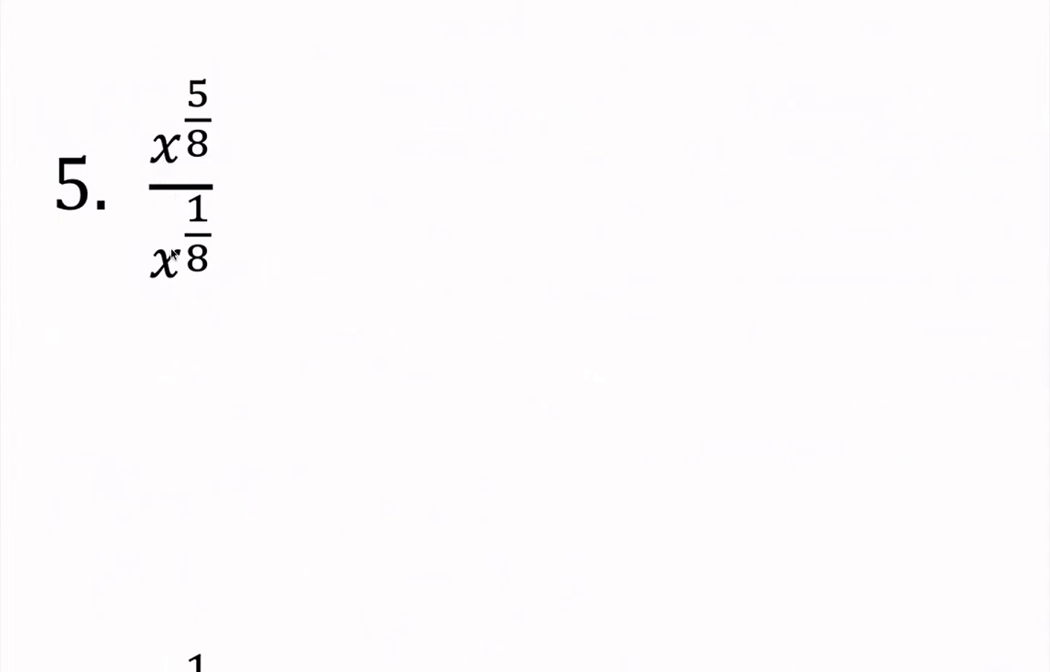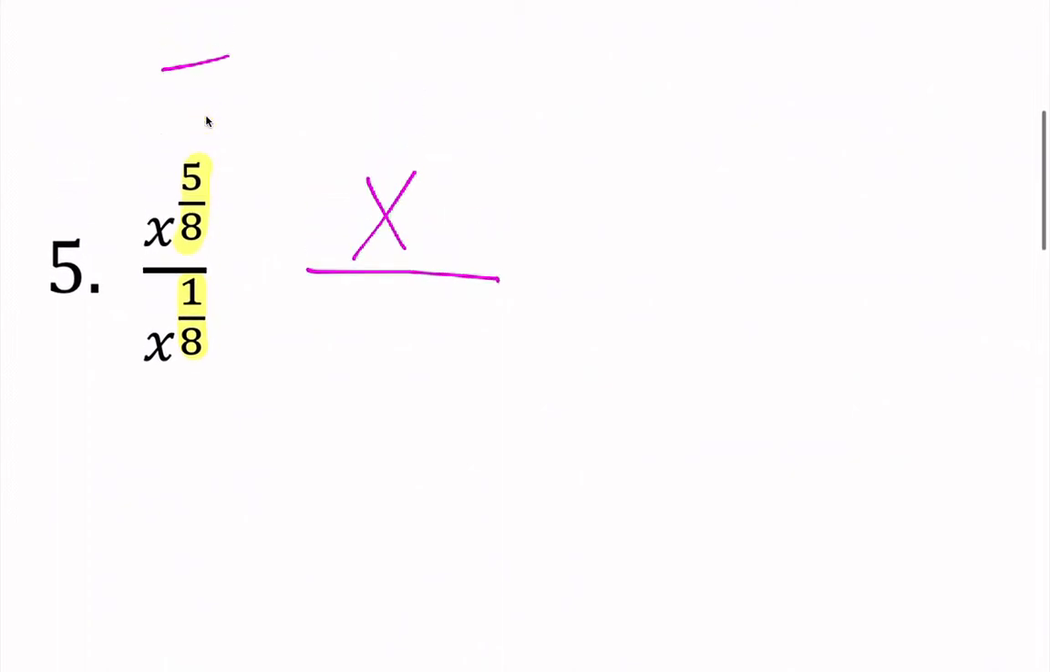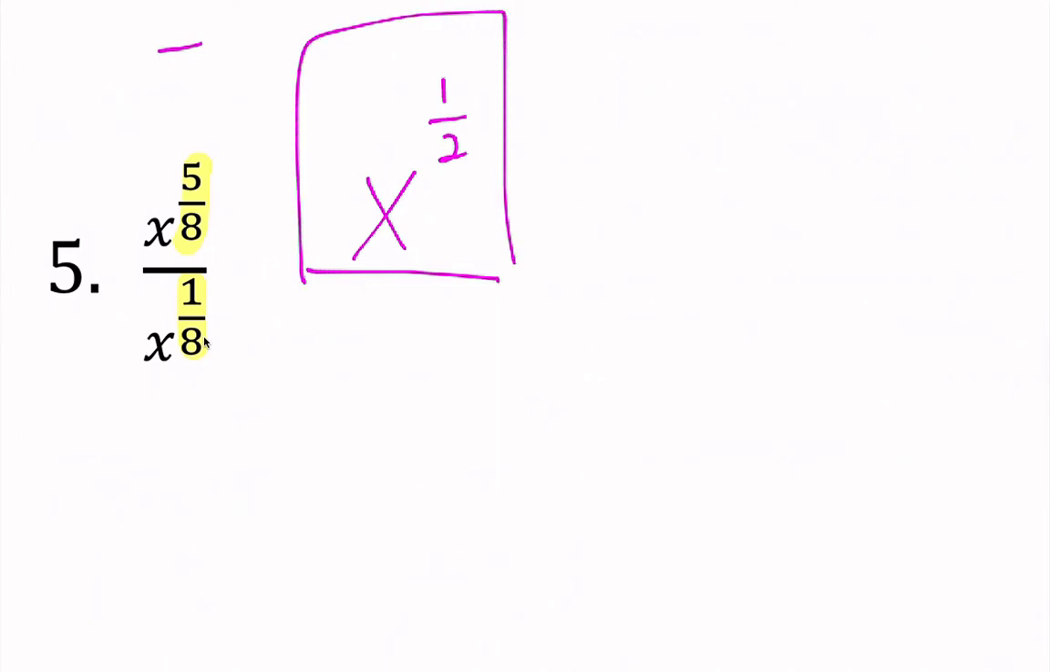Okay, so I see x's on top and I see x's on bottom. So we know the rule when we're dividing variables with exponents is find the bigger exponent. So I know 5/8 is bigger than 1/8. So I know my x belongs on top because it has the bigger exponent. And when it's on top and bottom, we subtract. So I take the big number, and we're going to subtract. So if you need to, you could type in 5/8 subtract 1/8, and that's going to give you 1/2. There is nothing left on the bottom, so that is my answer.